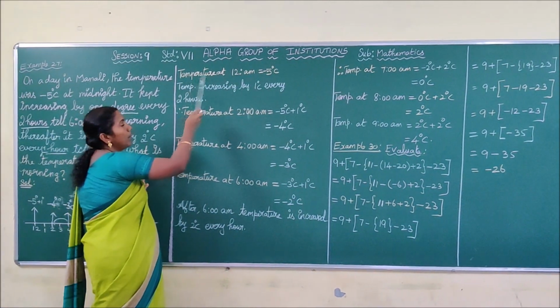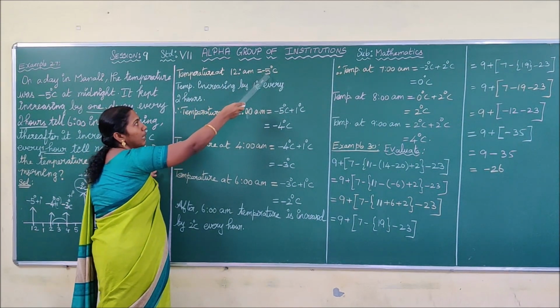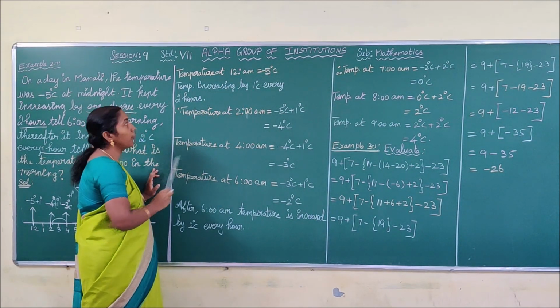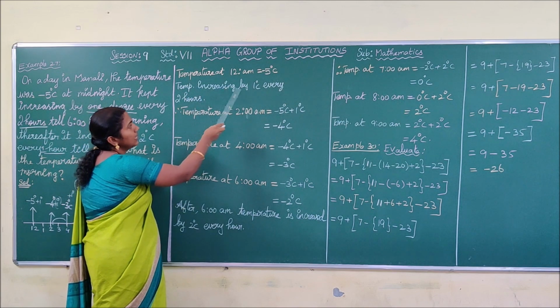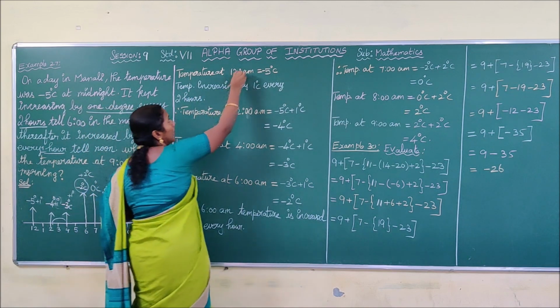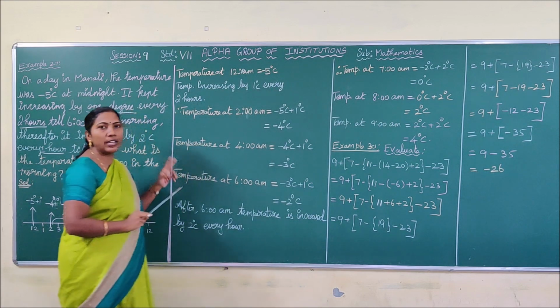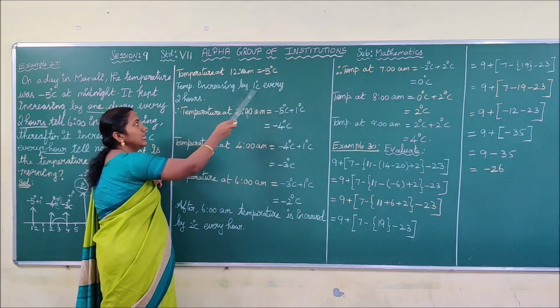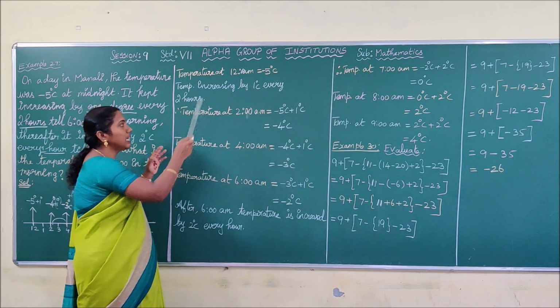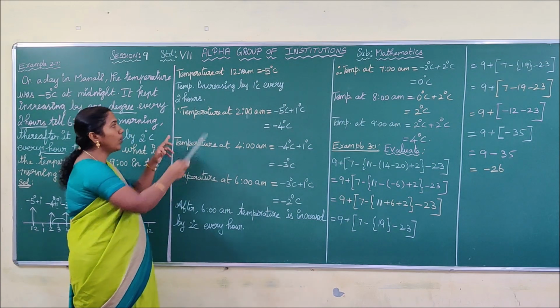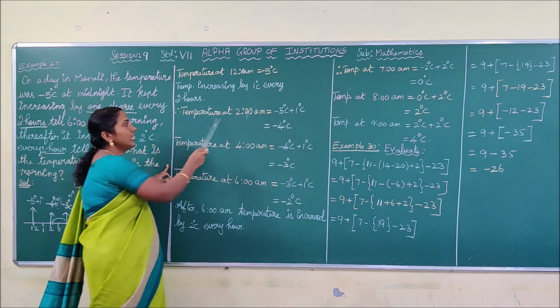See here, temperature at 12 a.m. is minus 5 degrees Celsius. Okay. Temperature is increasing by 1 degree Celsius every 2 hours. That is, for every 2 hours, the temperature is increasing by 1 degree Celsius. We are just writing what the given data are.